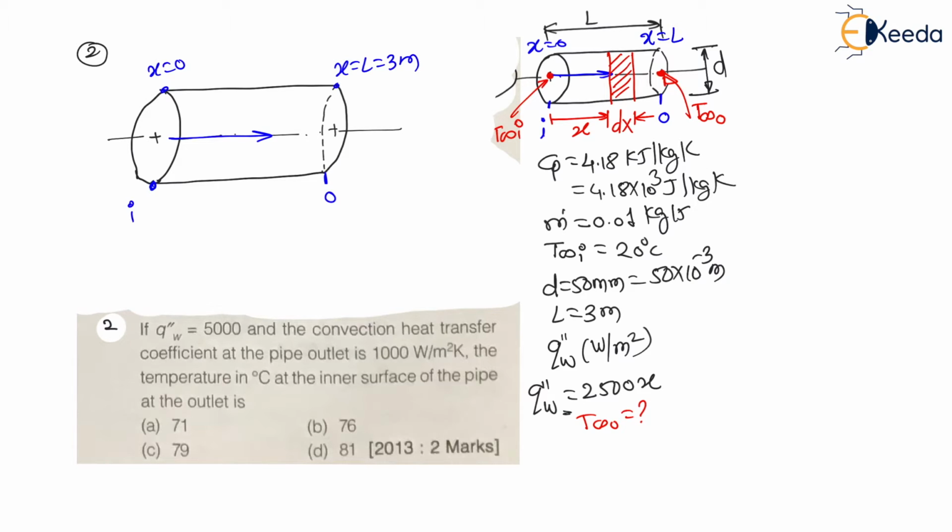And my dear students, this heat flux becomes 5000 watt per meter square, which means heat flux is now constant. Heat flux q double dash W is 5000 watt per meter square and it is constant. Then the convective heat transfer coefficient at the pipe outlet, and the outlet is here, the right end. Through this tube water is flowing, therefore at outlet there will be a lot of water molecules like this.